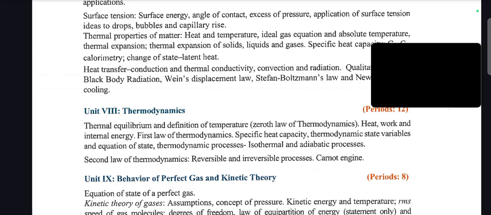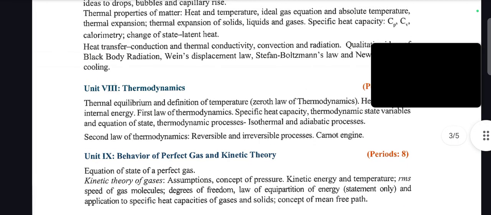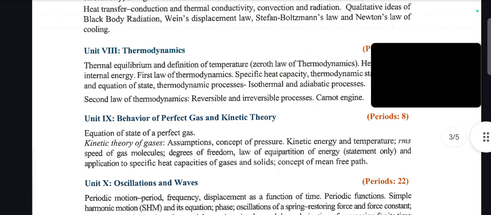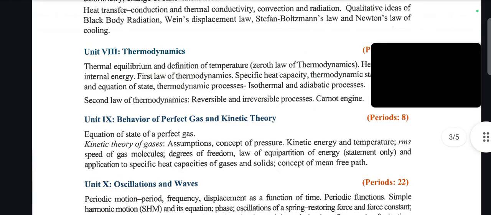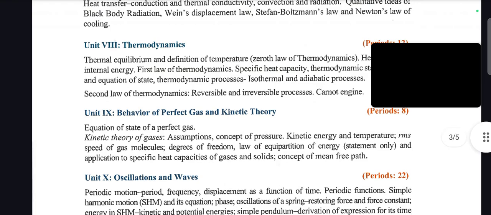ideas related to drops, bubbles and capillary rise. Thermal properties of matter: heat and temperature, ideal gas equation and absolute temperature, thermal expansion of solids, liquids and gases, specific heat capacity, Cp, Cv, calorimetry, change of state, latent heat, heat transfer, conduction and thermal conductivity, convection and radiation, qualitative ideas of black body radiation, Wien's displacement law, Stefan-Boltzmann law, and Newton's law of cooling.